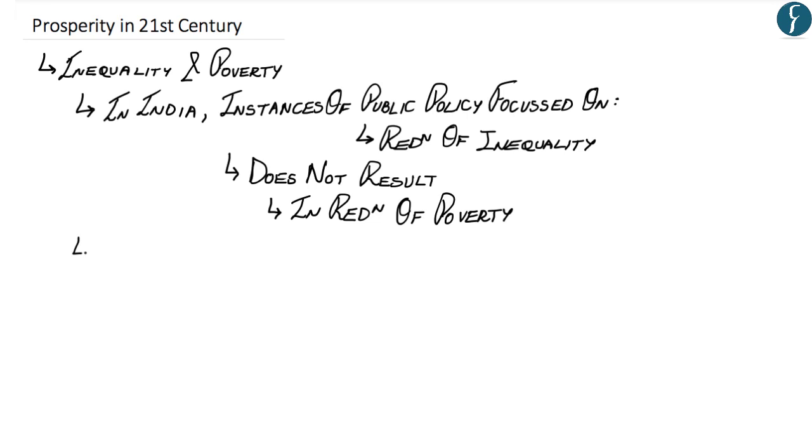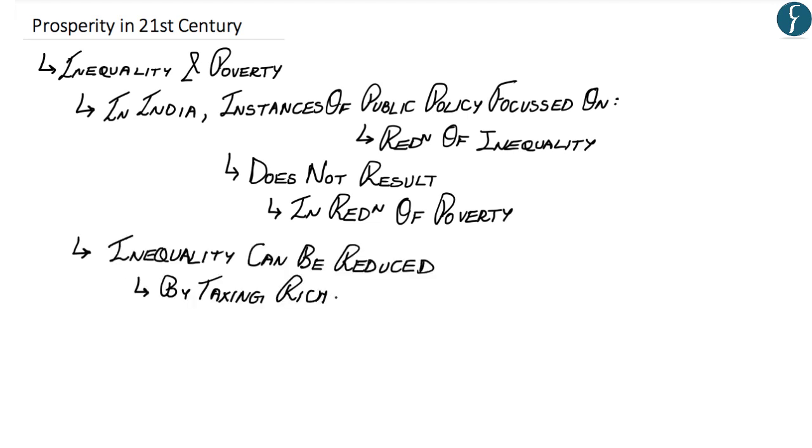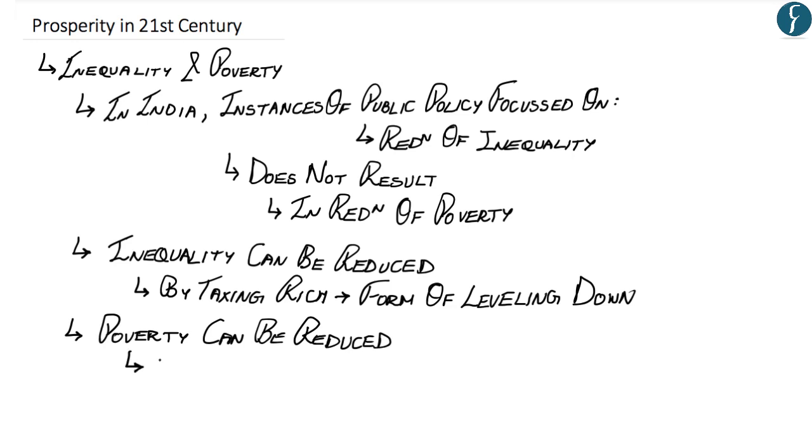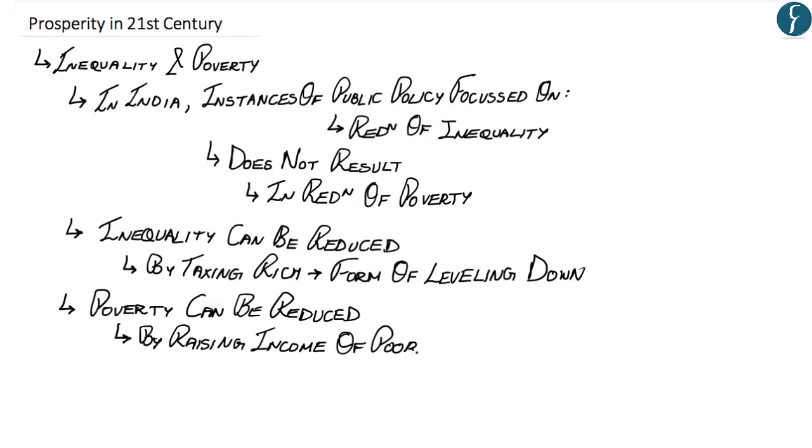So, according to the author, inequality can be reduced by taxing the rich, which is a form of leveling down. And moreover, poverty can be reduced by raising the incomes of the poor people, which is a form of leveling up. Now, hopefully, up till here, you've understood that the reduction in inequality and the reduction in poverty are not causative of each other. In India, there have been instances of public policy focused on the reduction of inequality which do not result in the reduction of poverty.